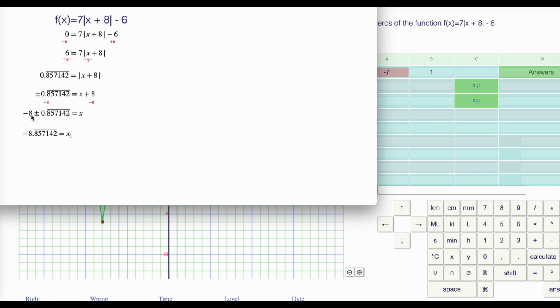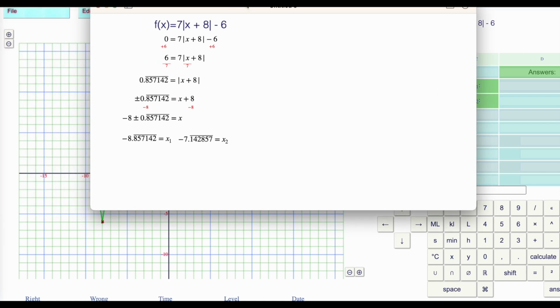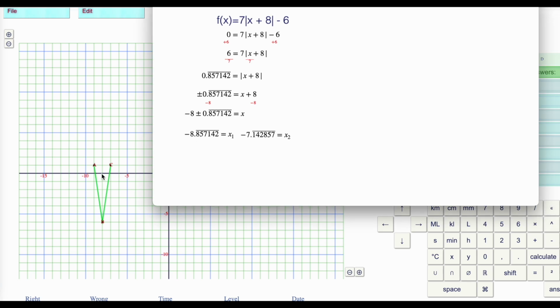And then the second one is negative 8 plus 0.857142, repeating, giving us negative 7.142857, repeating, is our x2. So let us go and see if that makes sense. We have negative 8.85, it's really close to 9, negative 7.14, something very close to 7, and there we are. These are our 2 zeros.